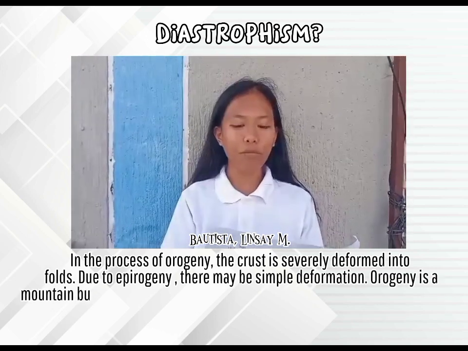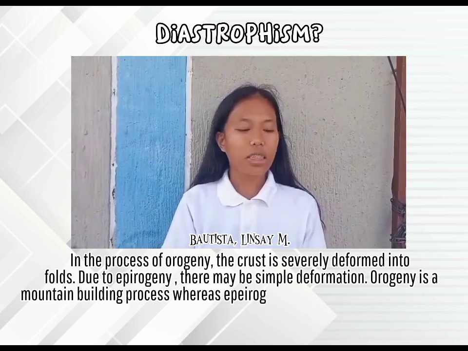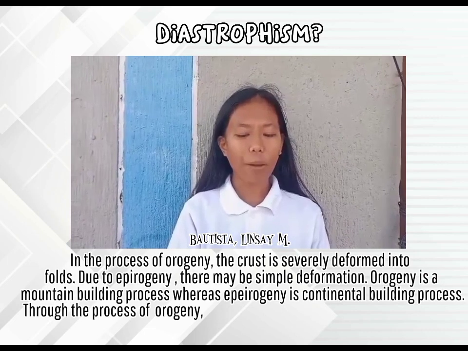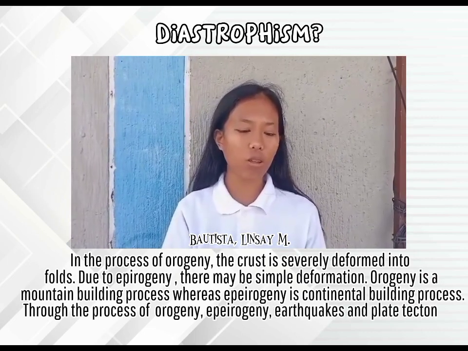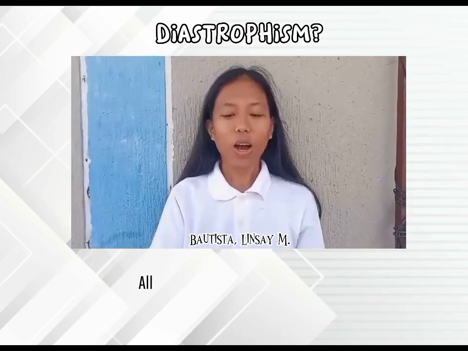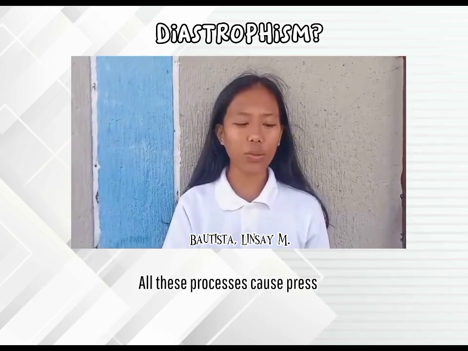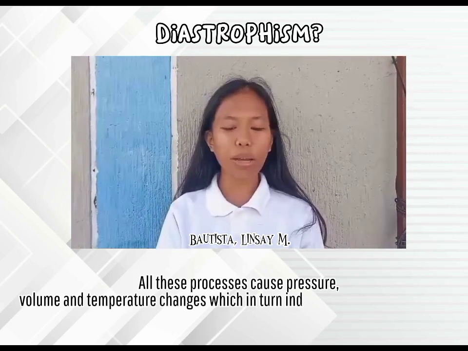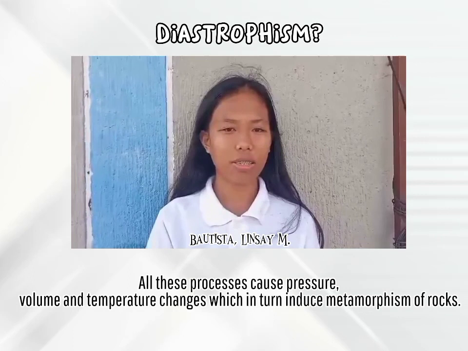Orogeny is a mountain building process, whereas epeirogeny is a continental building process through the process of orogeny. With epeirogeny, earthquakes, and plate tectonics, there can be faulting and fracturing of the crust. All these processes cause pressure, volume, and temperature change which in turn induce metamorphism of rocks.